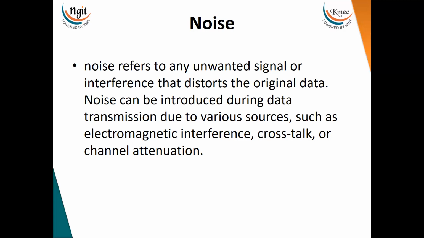Already we have some original data. That original data may be distorted because of this noise. The noise can be introduced during data transmission due to various sources like electromagnetic interference, crosstalk, or channel attenuation. Because of any of these issues, the noise may occur.